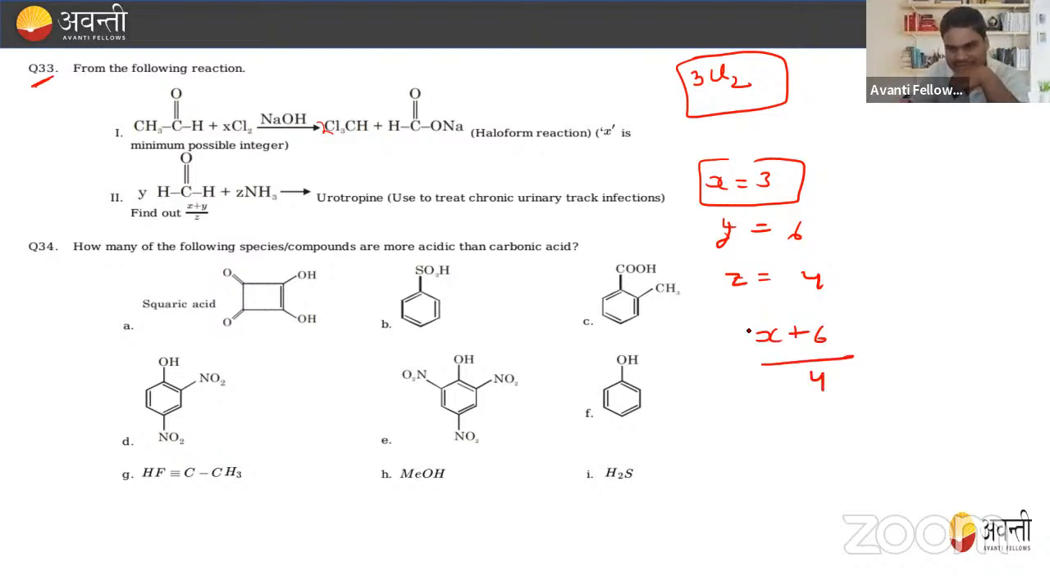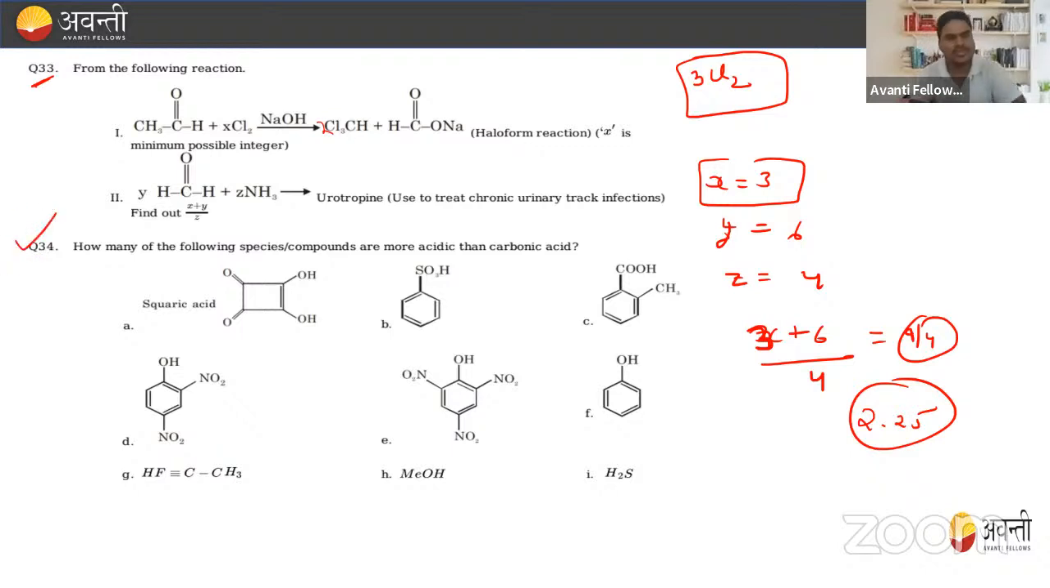So X is equal to what, beta? 3. So this is 6 plus 3, 9, divided by 4, which is 2.25. So 2.25 is the final answer, right? So here X plus Y plus Z comes out to be, where X is 3 and Y is nothing but 6 and Z is equal to 4, so it comes out to be 2.25. Okay, so this is how you solve the question.